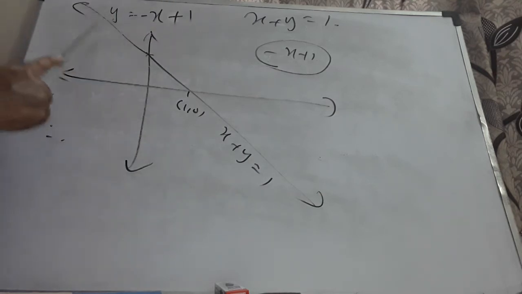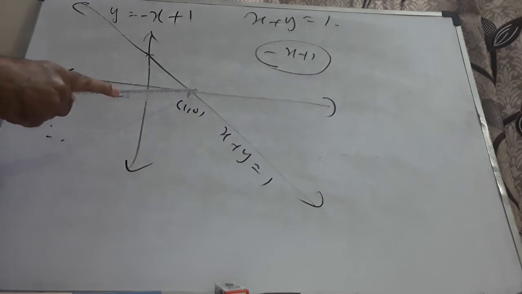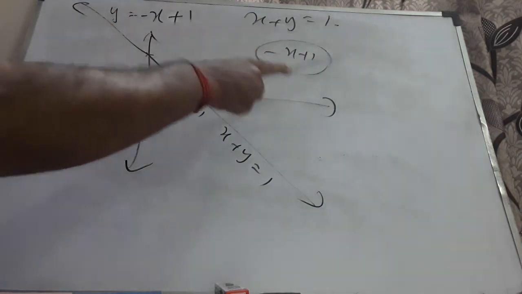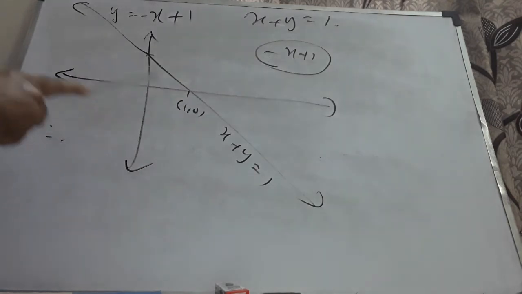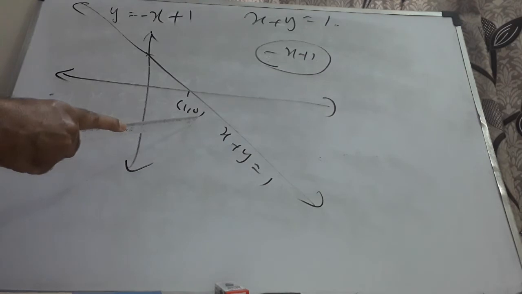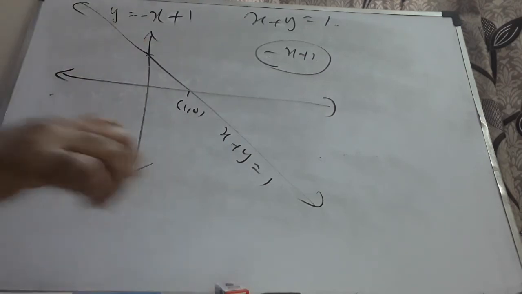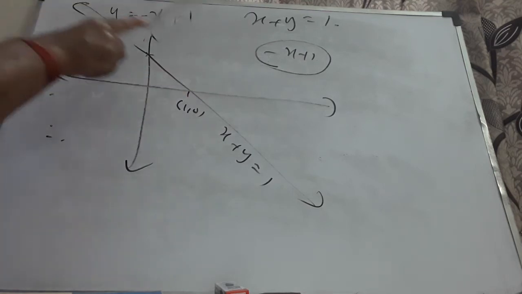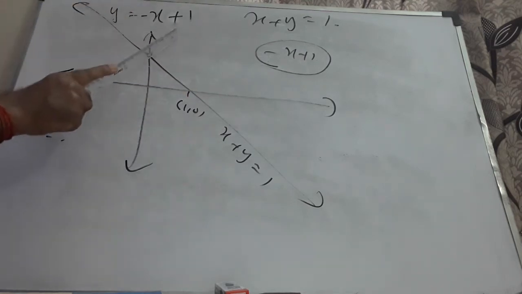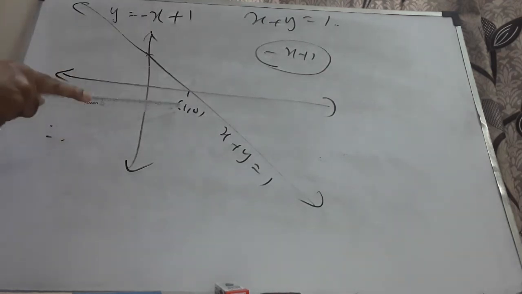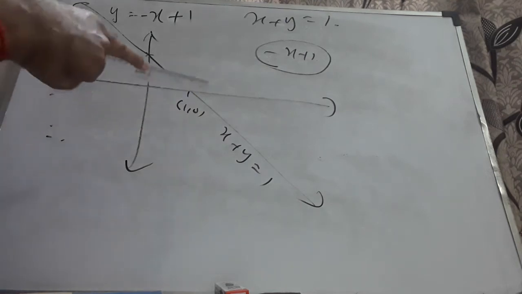Therefore wherever the straight line meets the x-axis, that will be the 0 of the corresponding linear polynomial. Therefore the line x plus y equal to 1 meets the x-axis at (1, 0). Therefore the 0 of minus x plus 1 is 1. Therefore the geometrical meaning of the linear polynomial tells you, after plotting it as a straight line, identify where the line meets the x-axis. The x value of that particular point will give you the corresponding 0 of the polynomial.